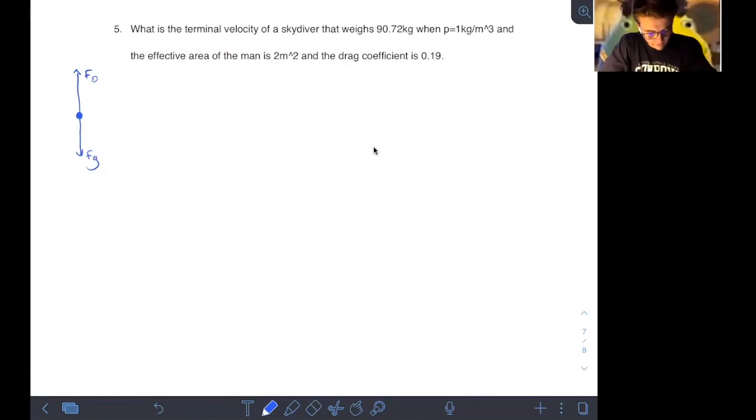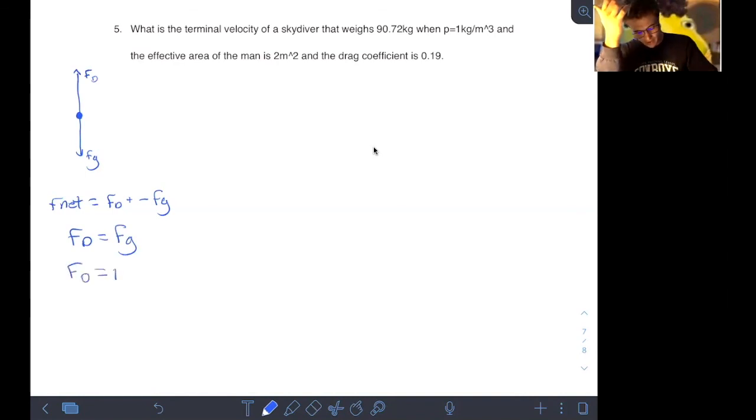So essentially, what does this mean? If F net equals 0, our skydiver is not accelerating anymore, right? So F net equals 0 because our drag force and our force due to gravity are equal, right? So F net equals our drag force plus a negative force due to gravity, right? So if F net equals 0, then the drag force equals the force due to gravity. Right, so then we know our force due to gravity is just m times g, so our drag force is just equal to m times g when we're at our terminal velocity.